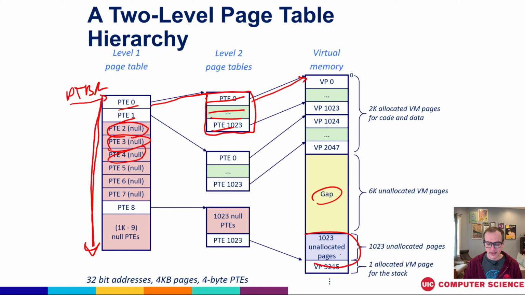So we can allocate a little bit of memory way, way down here. We can allocate a moderate chunk way, way up here. And we don't need to waste memory for all of these page table entries right here.